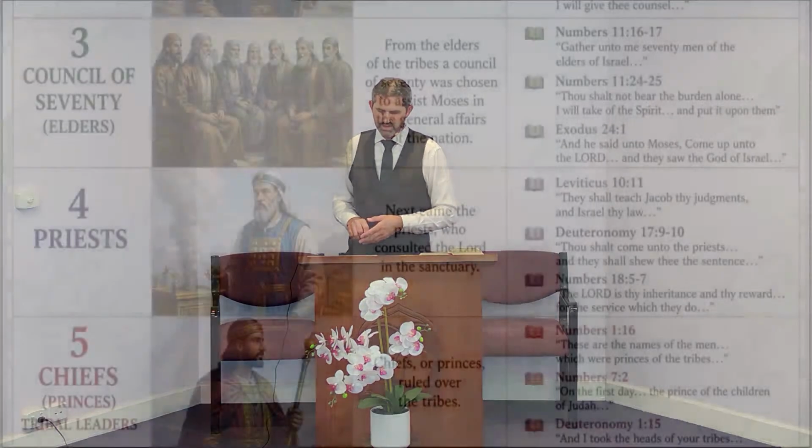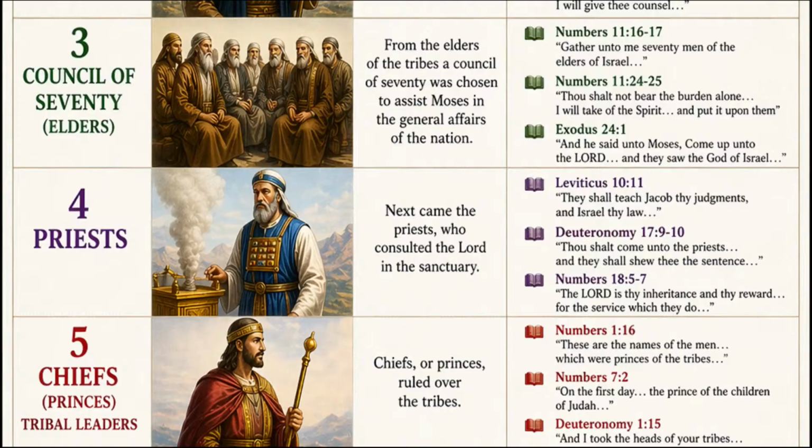And then we have the council of the 70 elders. So that's Numbers 11:16-17, Numbers 24:25. I'm not reading all these verses out. You can look at it later on. Then we have Exodus 24:1.